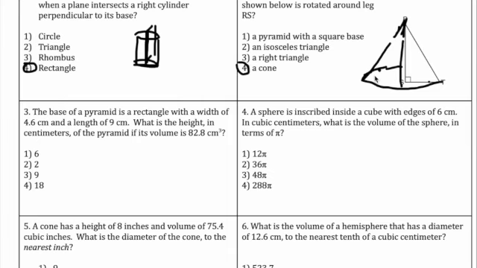Okay. The base of a pyramid is a rectangle with a width of 4.6 centimeters and a length of 9 centimeters. What is the height in centimeters of the pyramid if its volume is 82.8 cubic centimeters? Okay, so V for a pyramid, right, equals 1/3 base times height.